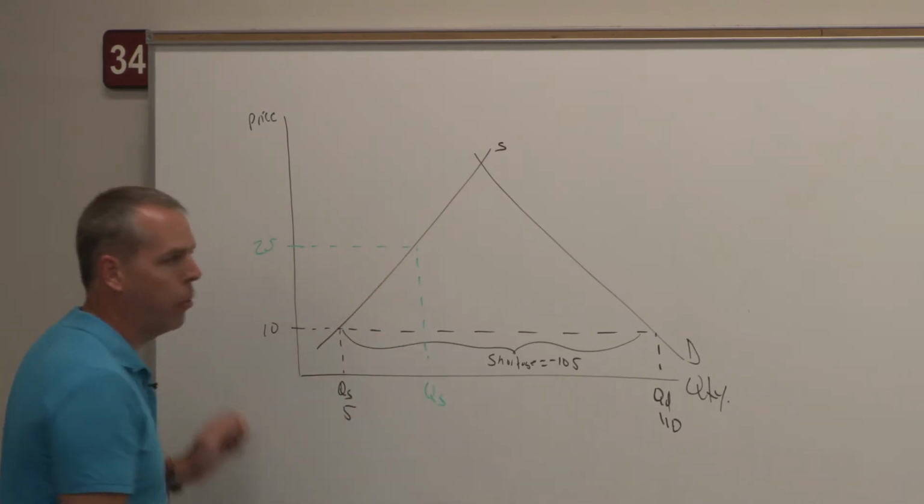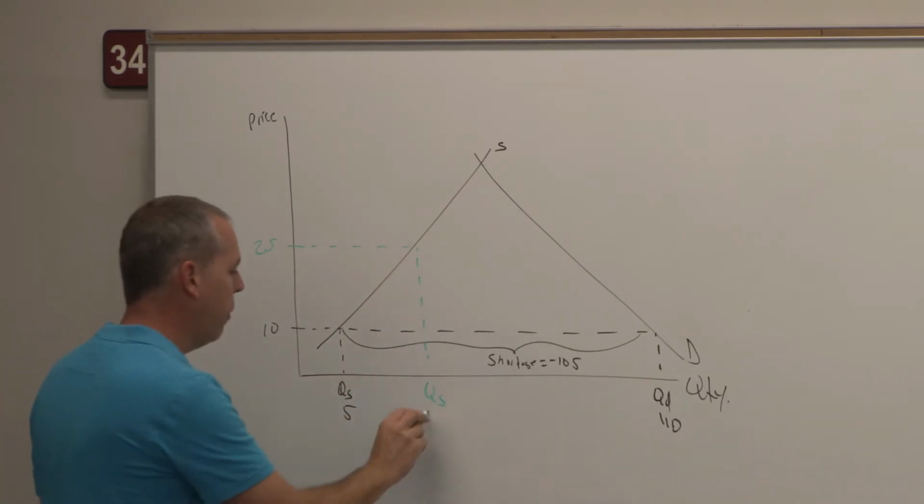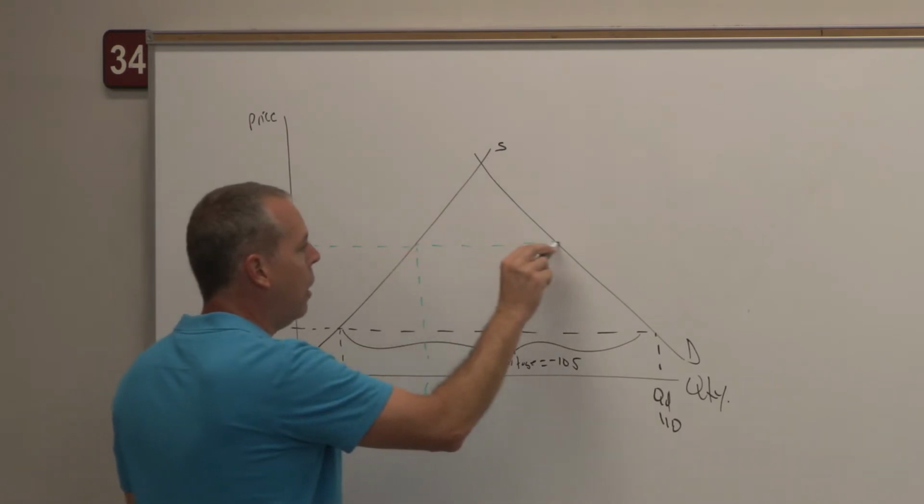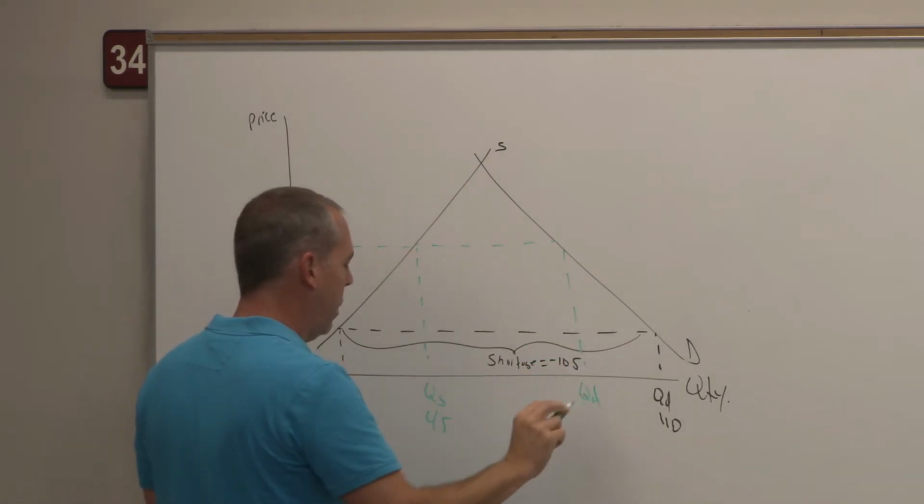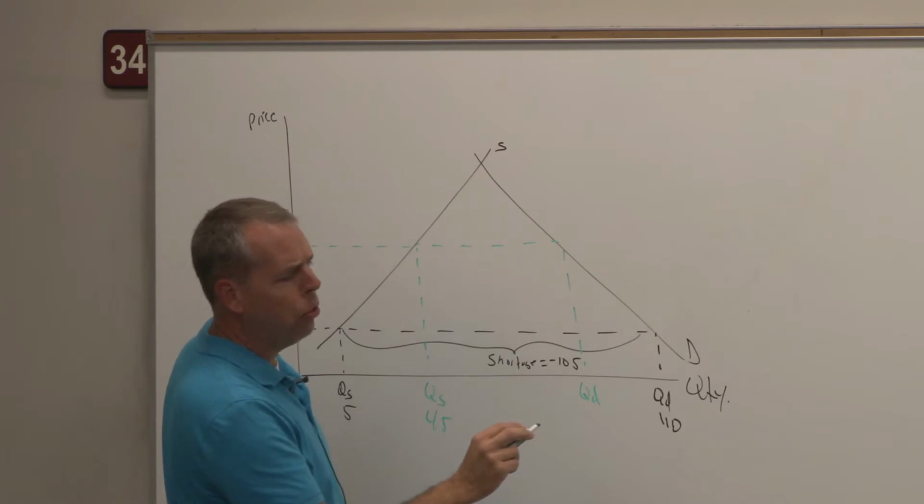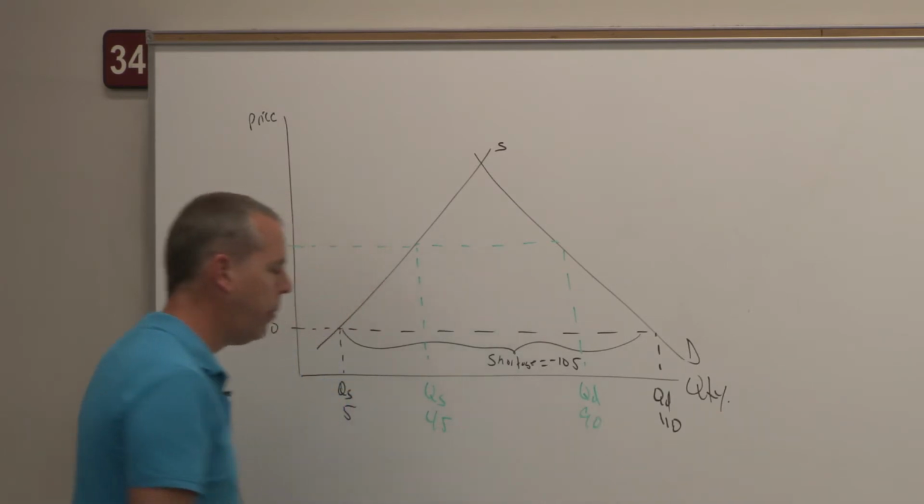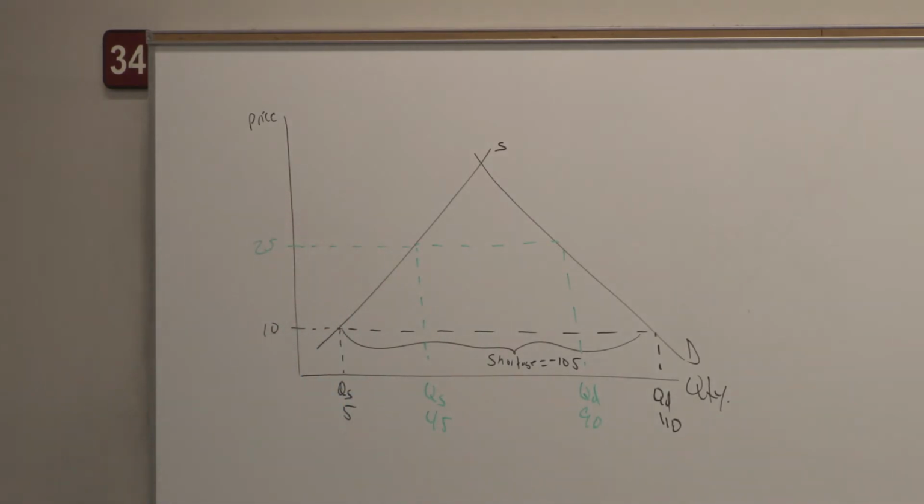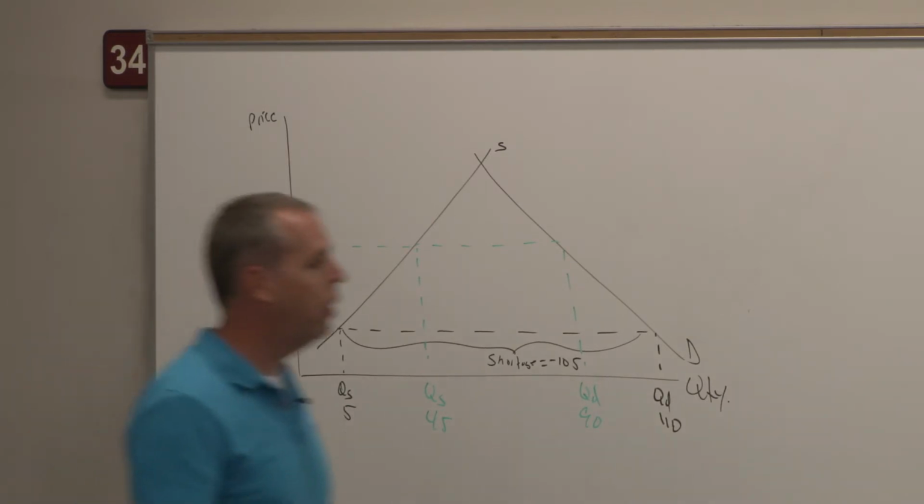So here's our quantity supplied. Our quantity supplied changes to 45. Our quantity demanded changes to 90. Now at the end of the week, we have 45 pairs of jeans being made. Consumers want 90 pairs of jeans, though. At the end of the week, too many or not enough? Not enough, right? We have a shortage here of 45.